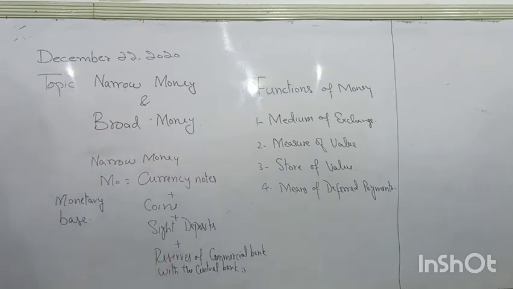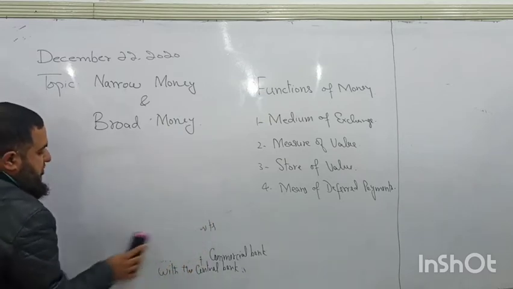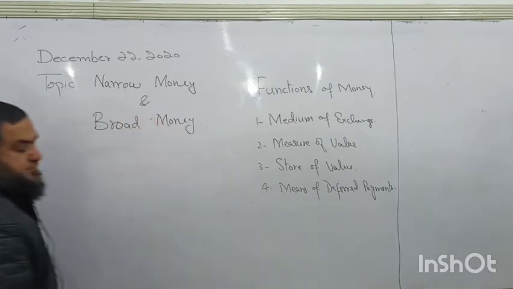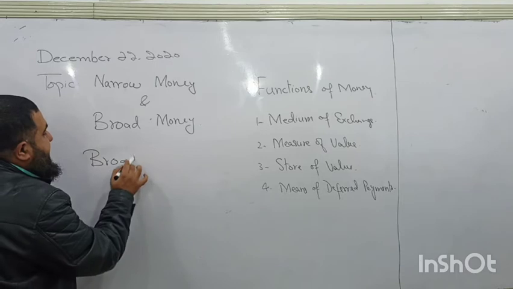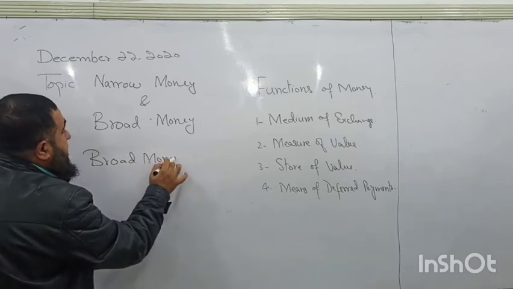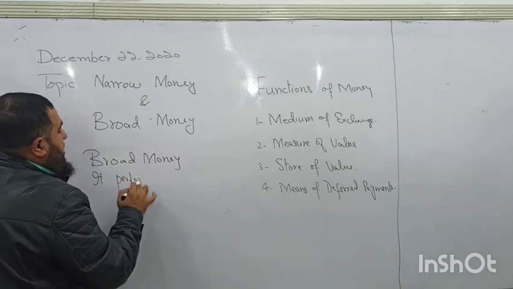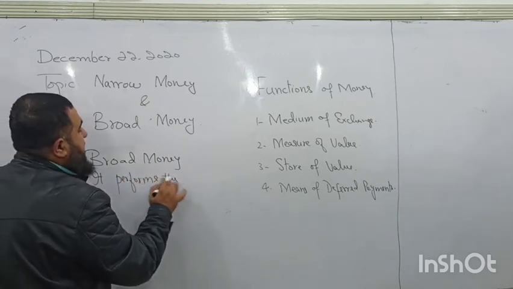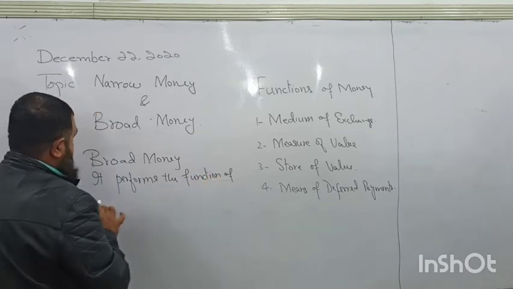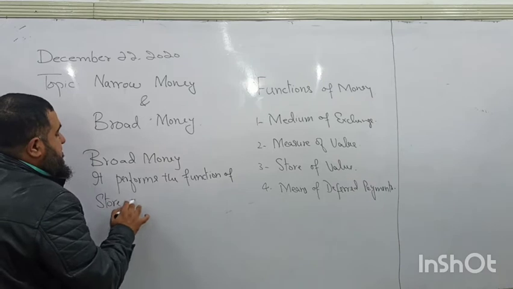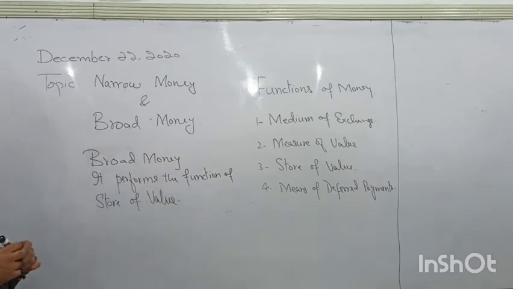What do we mean by broad money? Broad money is over here. It performs the function of store of value. Then it becomes broad money. What is store of value?